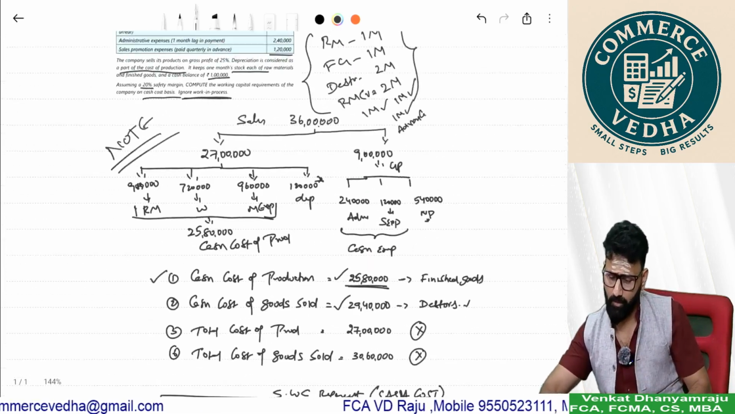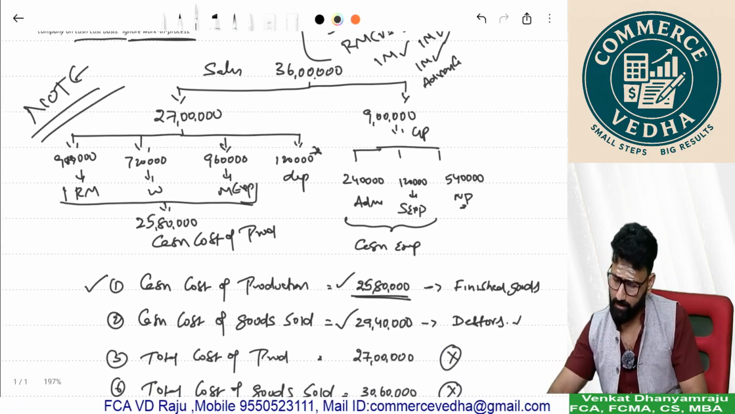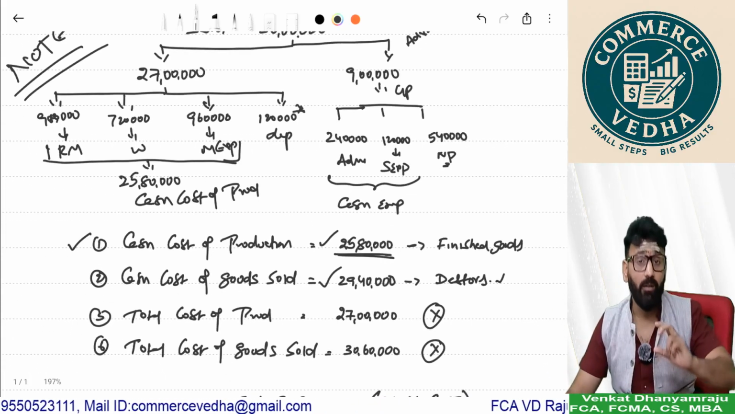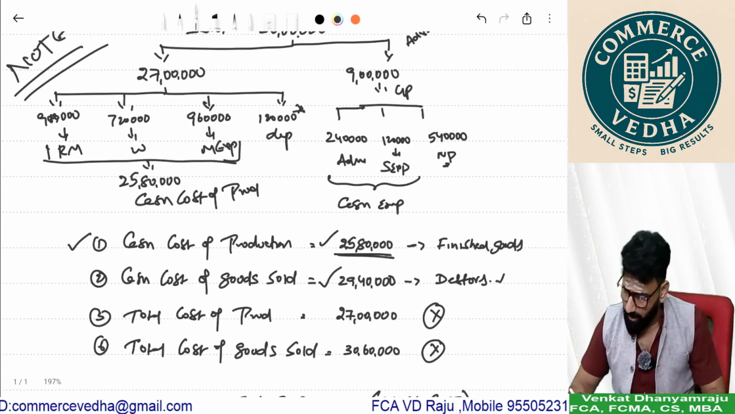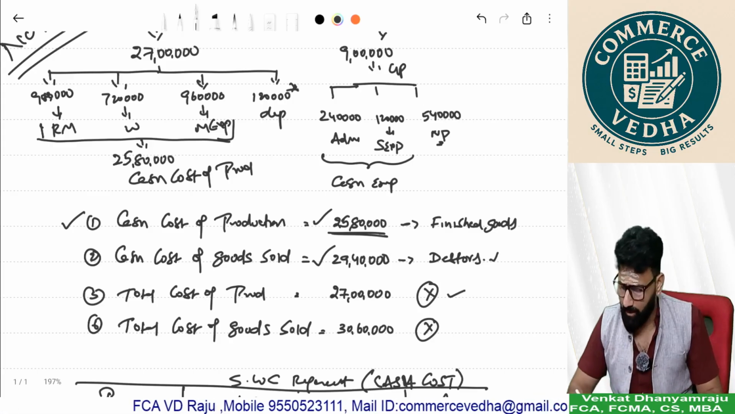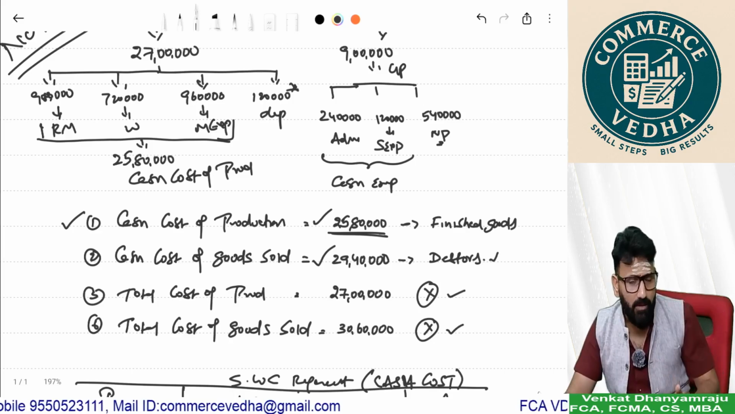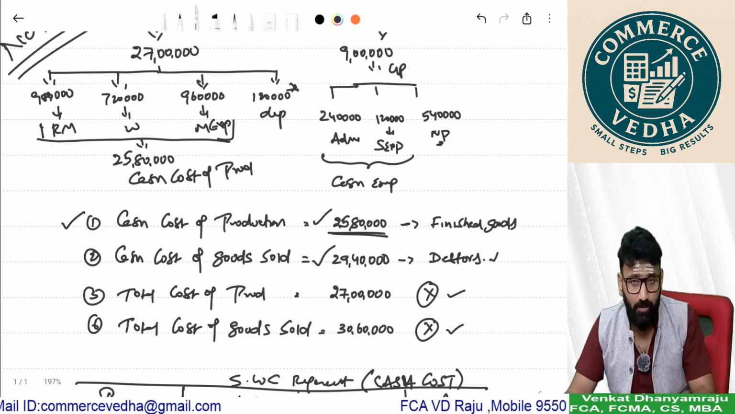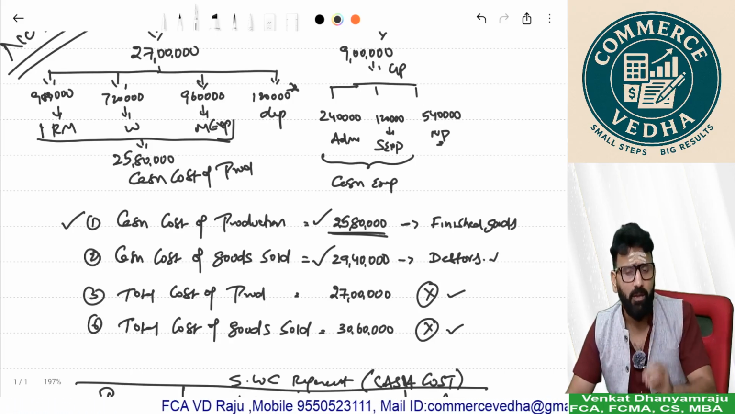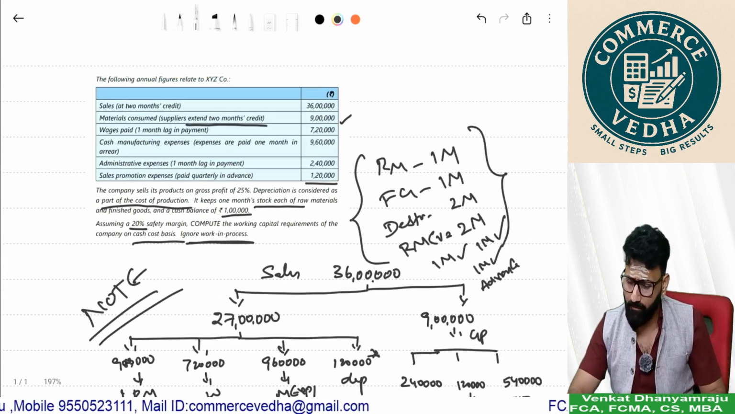The crux of the question is this working note. How do you get cash cost of goods sold? If the question asks you to do it on total cost, then your finished goods should be valued at this and your debtors should be valued as this. So total cost and cash cost is the catch in this particular question, and this is very, very important for examination purpose, especially for CAs.